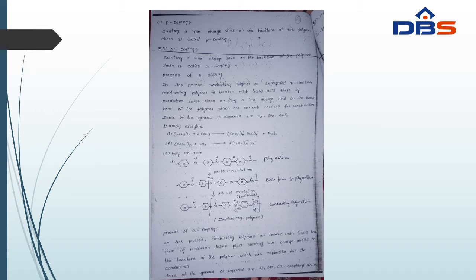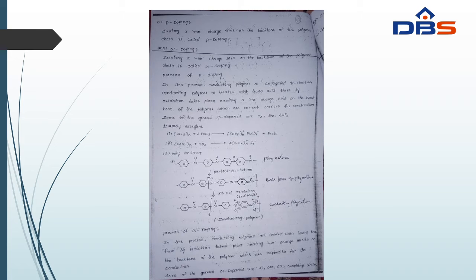Creating a positive charge that sits on the backbone of the polymer chain is called p-doping. And the second one, n-doping. What is meant by n-doping? Creating a negative charge that sits on the backbone of the polymer chain is called n-doping.